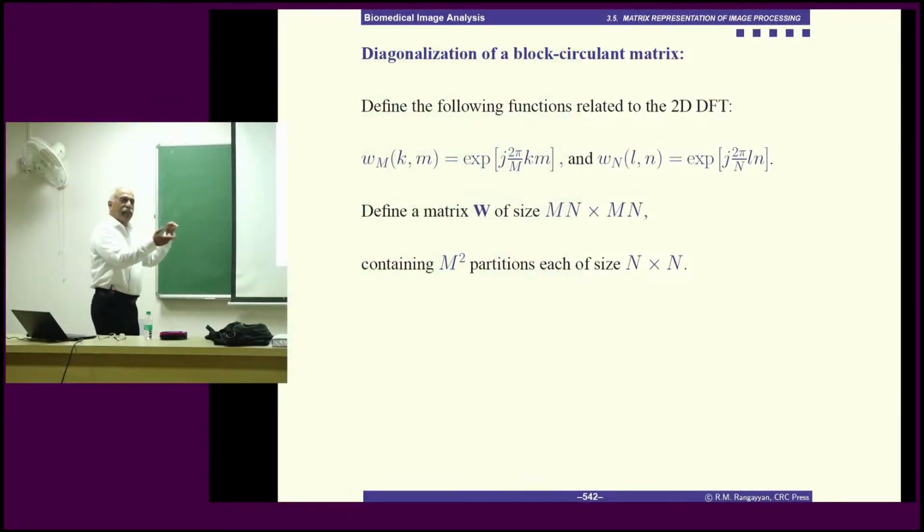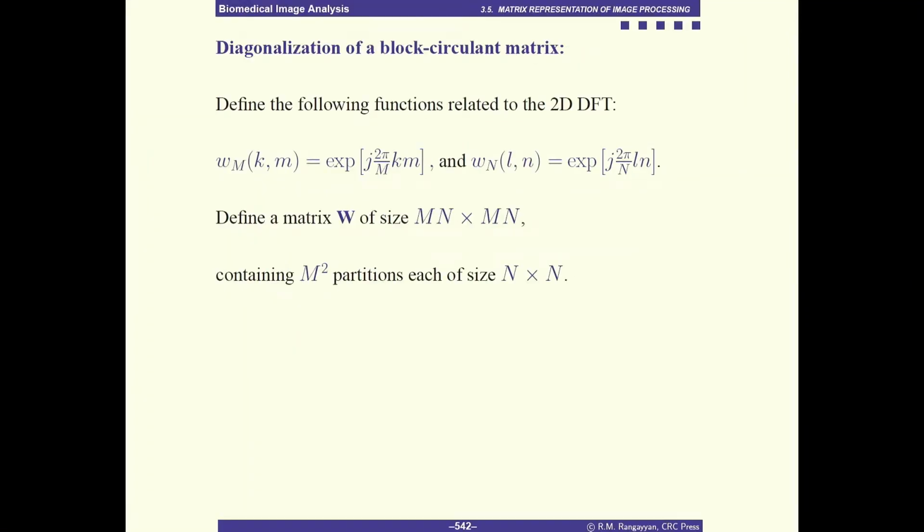So how do you diagonalize this? That is possible. We won't go into the details of this. There is a paper I have referred to in the book.